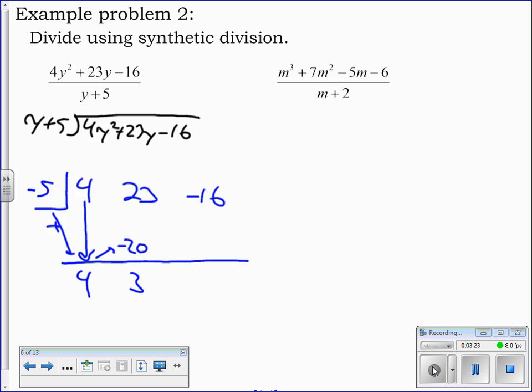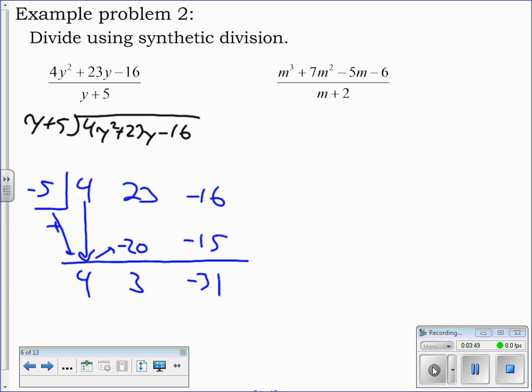Okay. Do the same thing again. Take the number out in front, -5, times 3. So -5 times 3 is -15. And then we add. -31. This gives us our answer.